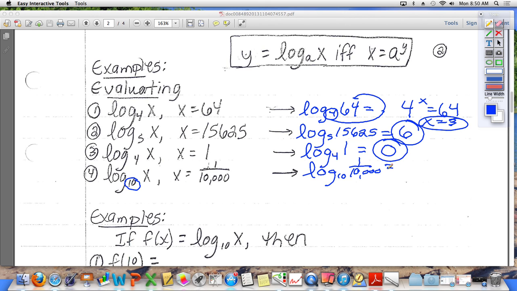What do you get? And because it's base 10, you literally can type into your calculator log of 1 divided by 10,000. I think you get a negative number, am I right? Negative 3? I got negative 4. Negative 4, I think is what.